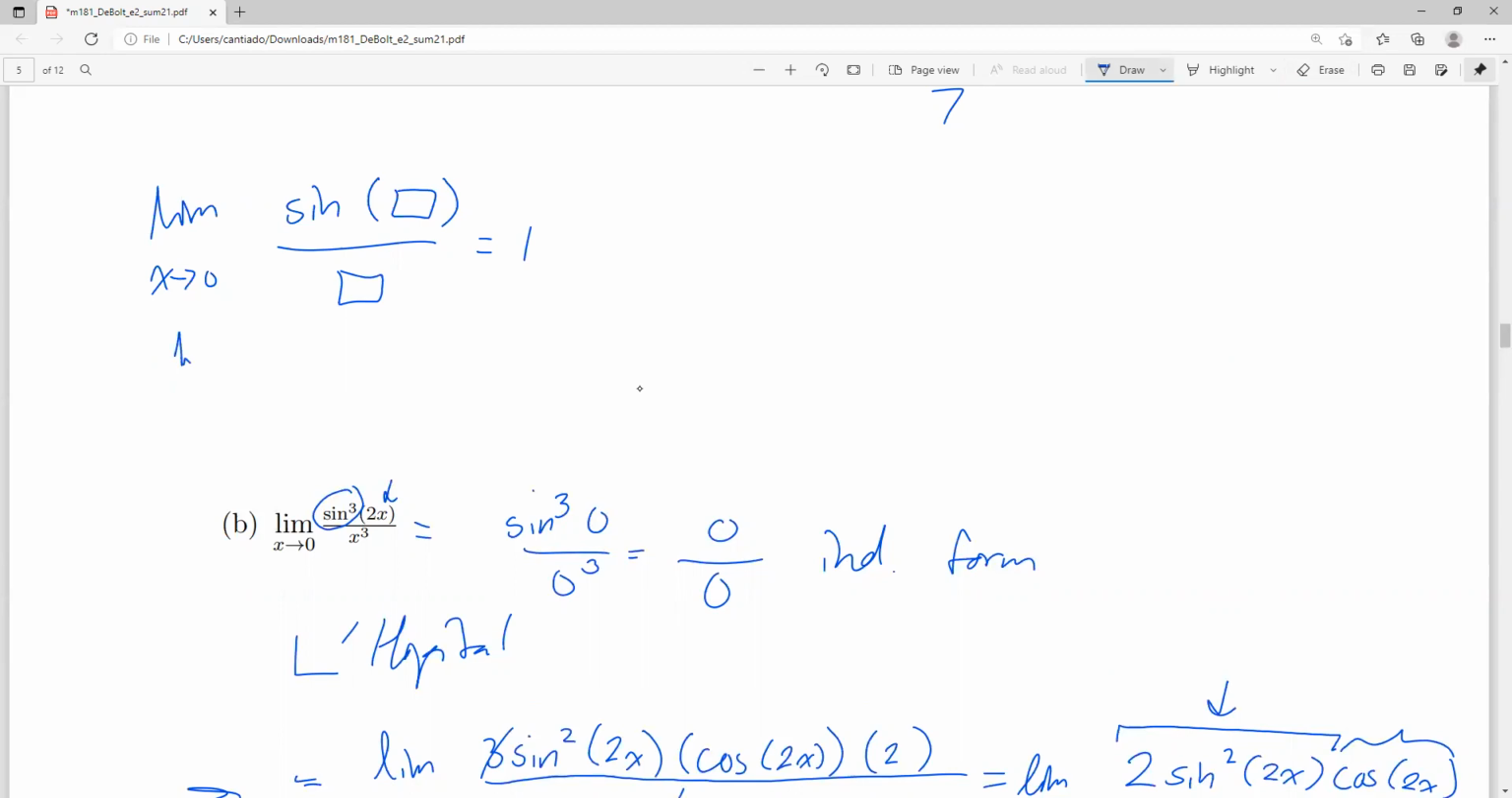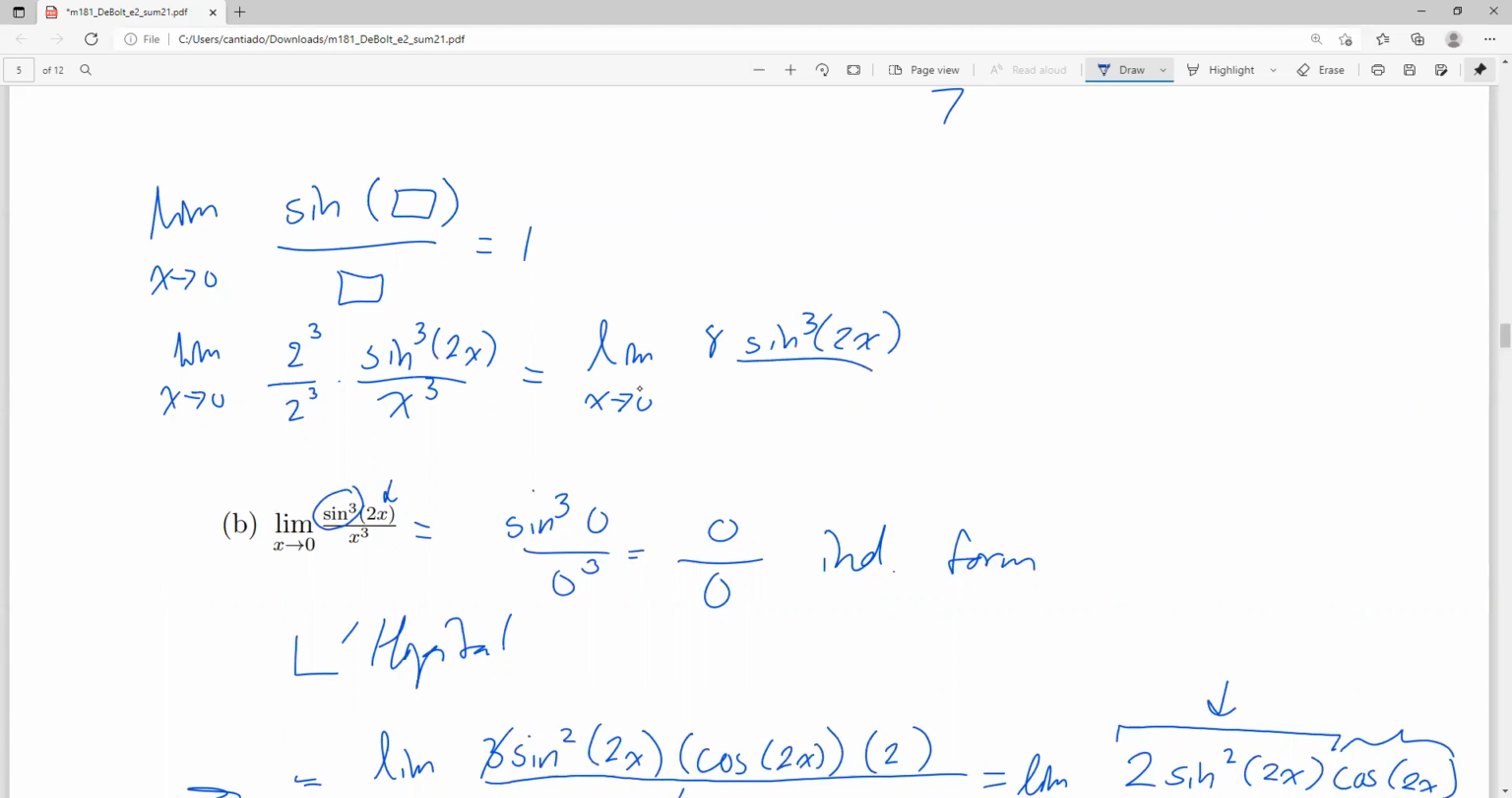So what I'm going to do is a little trick. I'm going to multiply the top and bottom by 2 cubed. I can do that because 2 cubed over 2 cubed is just 1, so all I'm doing is multiplying this factor by 1, but with specific numerators and denominators, right? The reason I did this is now I can rearrange this as the limit as x approaches 0 of 2 cubed on the top, that's just 8, times sine cubed of 2x over 2 cubed times x cubed. I can write that as 2x, all of that cubed, right?